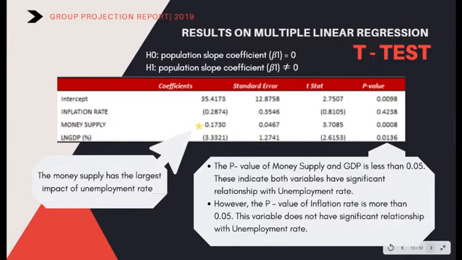For the t-test, the H0 is that the population slope coefficient is equal to 0, while the H1 is that the population slope coefficient is different from 0. On the coefficients, the money supply has the largest impact on the unemployment rate. From the p-value, the p-values of money supply and GDP are less than 0.05. This indicates both variables have a significant relationship with the unemployment rate. However, the p-value of the inflation rate is more than 0.05. This variable does not have a significant relationship with the unemployment rate.